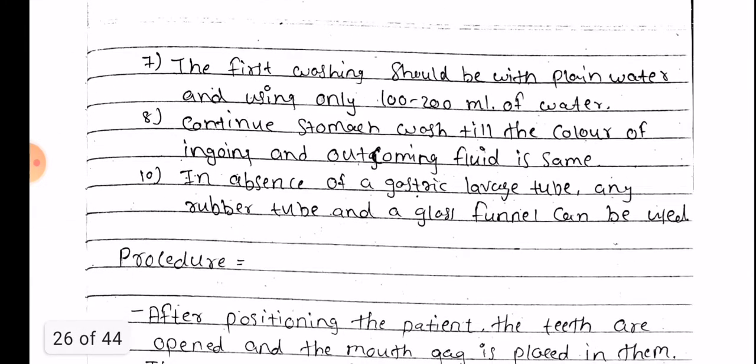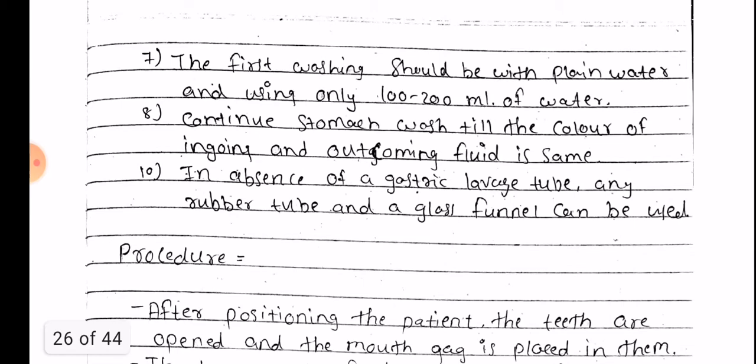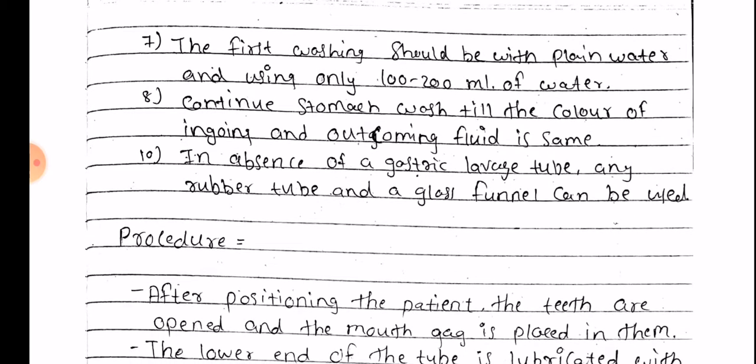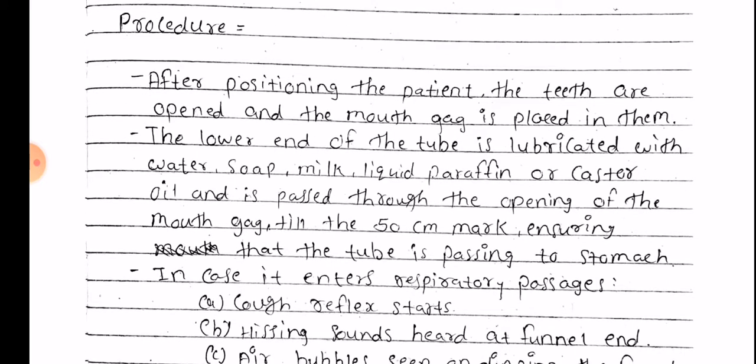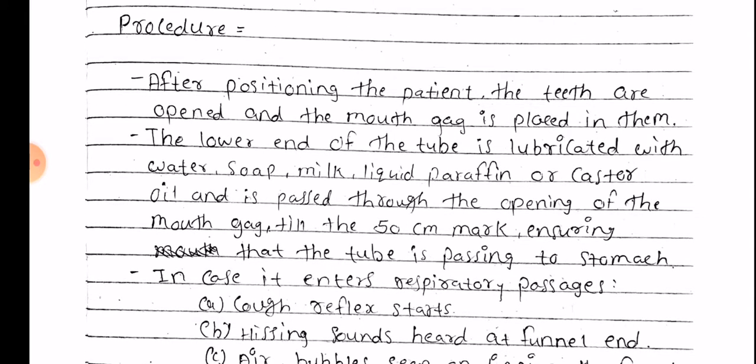The first washing should be with plain water, using only 100 to 200 ml of water. Continue stomach wash till the color of ingoing and outgoing fluid is the same. In absence of a gastric lavage tube, any rubber tube and a glass funnel can be used. Procedure. After positioning the patient, the teeth are opened and the mouth gag is placed in them.